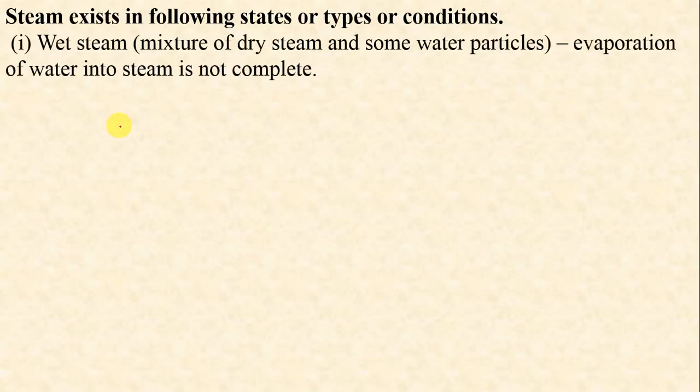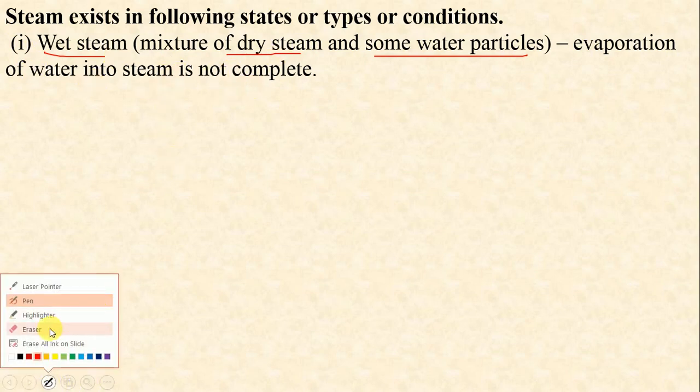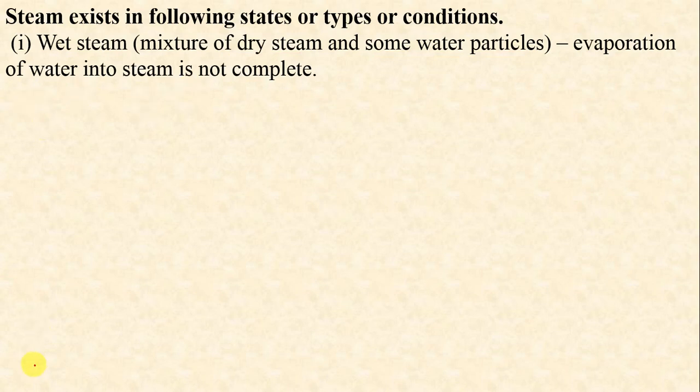Now steam exists in the following states. There are different types or conditions of steam. First is wet steam, when the steam contains moisture or particles of water in suspension. If it is a mixture of dry steam plus some water particles, we call it wet steam. It means the steam is not in a completely pure phase.